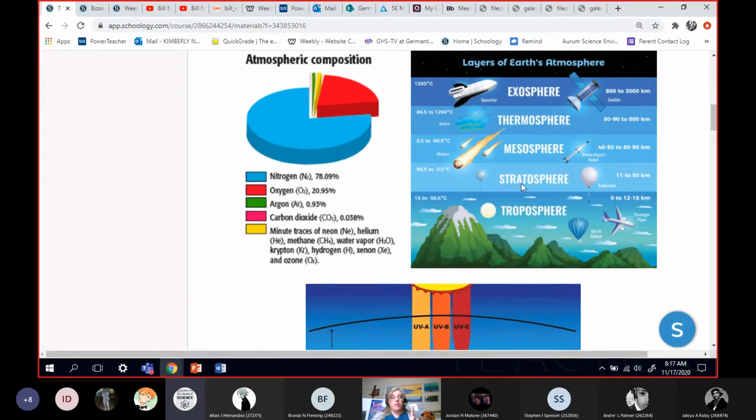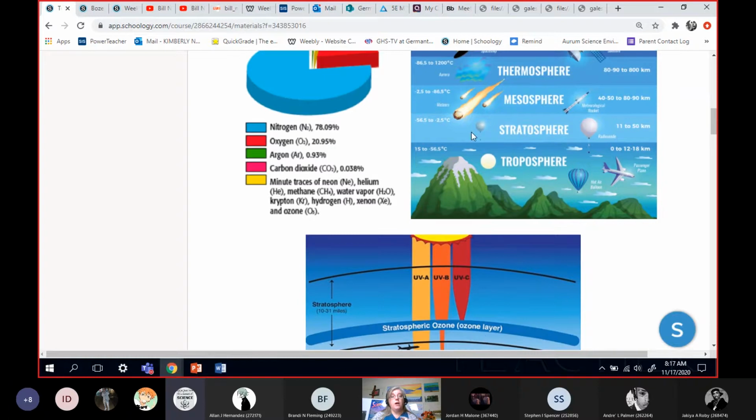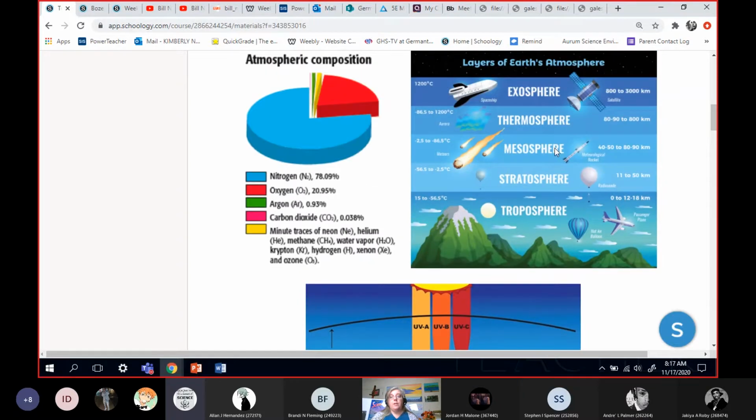The next layer, so that's stratosphere. The ozone is part of the stratosphere. The next layer up is the mesosphere. Its job is to protect us from meteorites, M and M. Mesosphere protects us from meteorites. They burn up, and that's what we see as shooting stars.